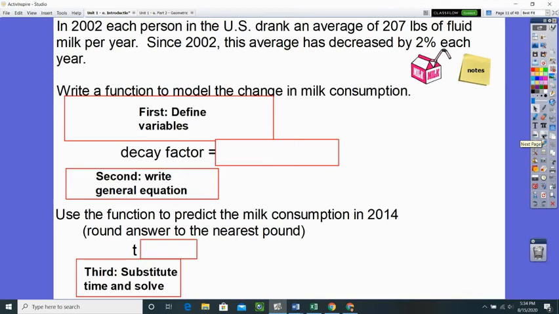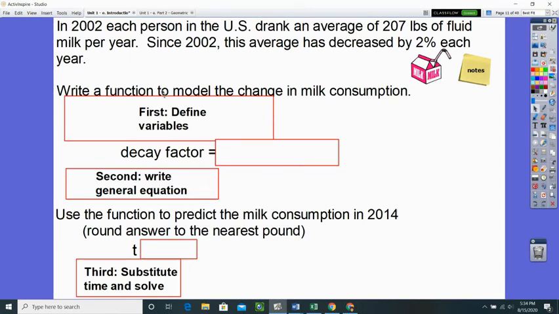So in 2002, each person in the U.S. drank an average of 207 pounds of fluid milk per year. Since 2002, this average has decreased by 2% each year. Write a function to model the change in milk consumption.